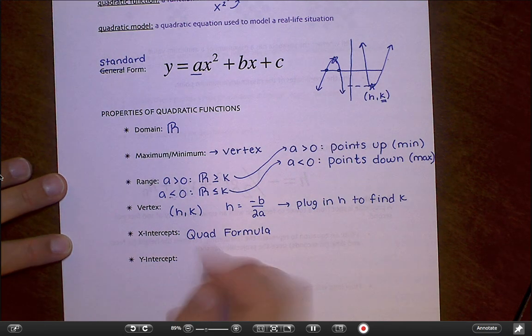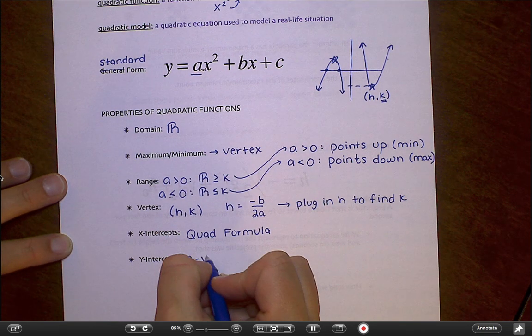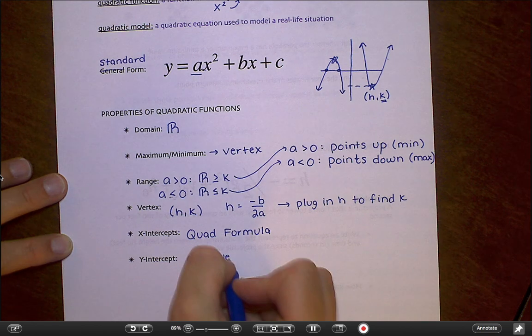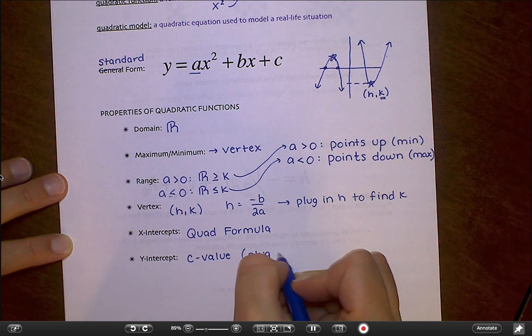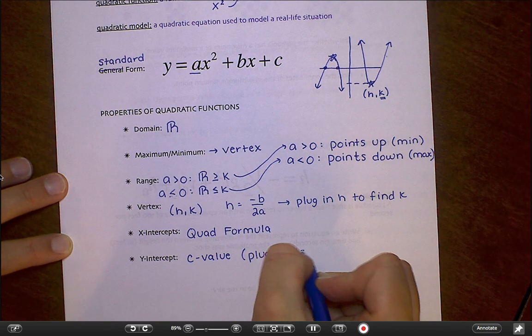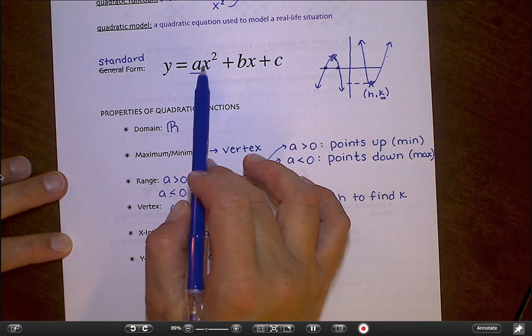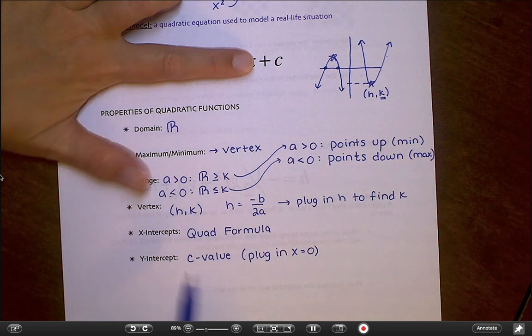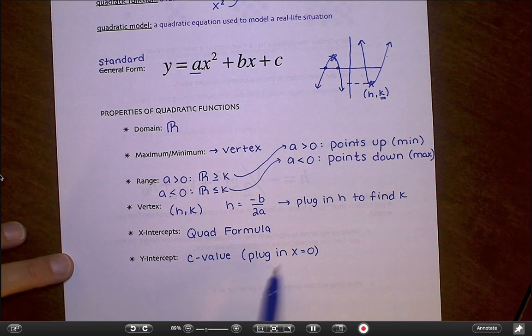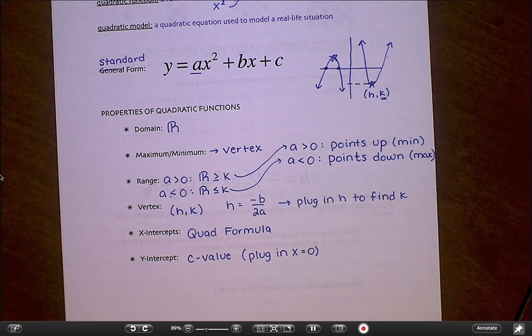Okay. And then the y-intercept is always the c value, and I'll show you why. Because the y-intercept is always where x is equal to 0. If you look at this equation, if I were to put a 0 here and a 0 here, essentially the whole first part of this equation would cancel out and you'd be left with just the c. So wherever that c value is, that's where your y-intercept of your parabola is going to be. I didn't draw either one of these to have a y-intercept showing, but the c value will always give you your y-intercept.